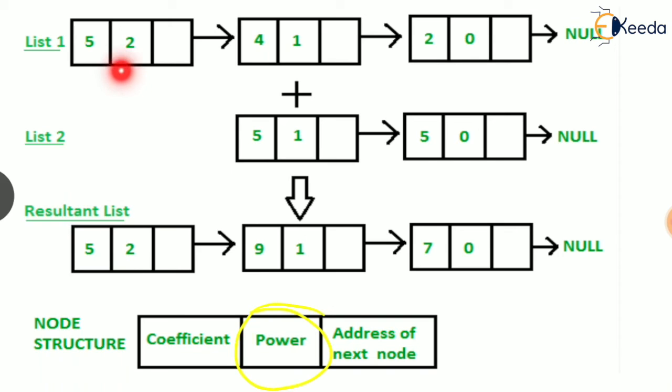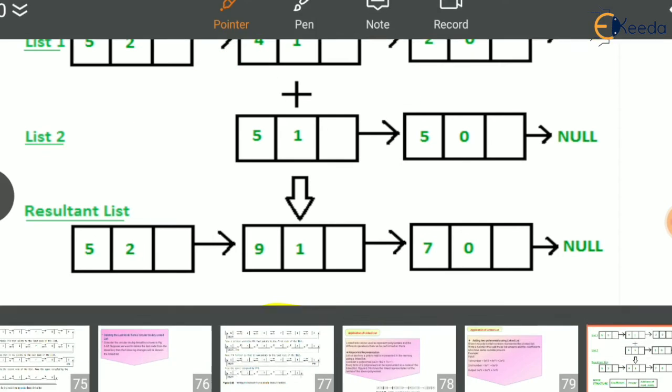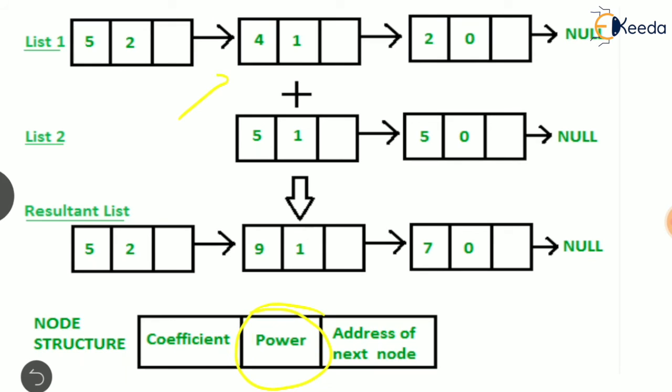Why? Because the power of the list 1 term is greater than the power of the list 2 expression term, so we directly add it into the resultant list. Then the pointer is shifted to the second node, to add with this node. Now the power of both the terms is the same, so now we are in a position to add the coefficients.